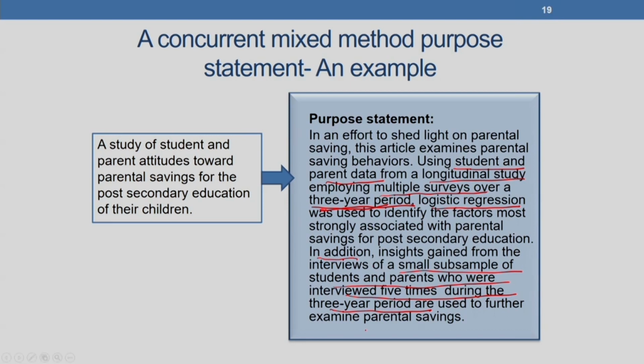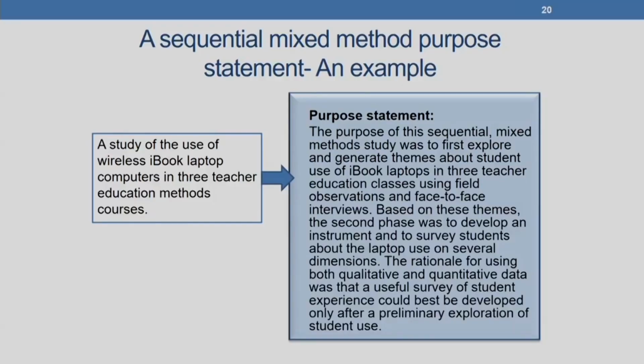So, it is a concurrent study where the quantitative and the qualitative is being carried out simultaneously together. However, it is possible that this study also has a dominant quant and a subsidiary qualitative. So, the dominant framework here is that of the quantitative method, because there are multiple surveys being carried out to understand parental savings for post-secondary education, whereas the interviews go on to support the study, but both of them are being carried out together.